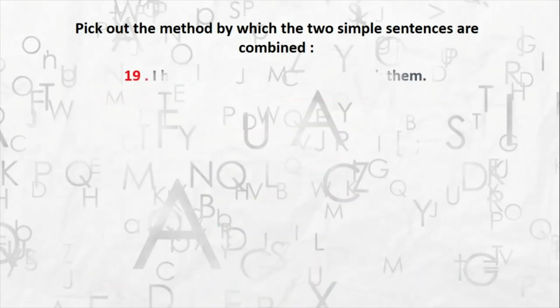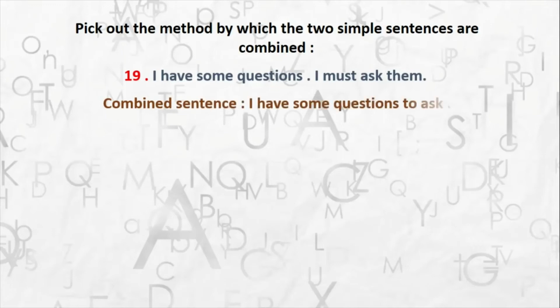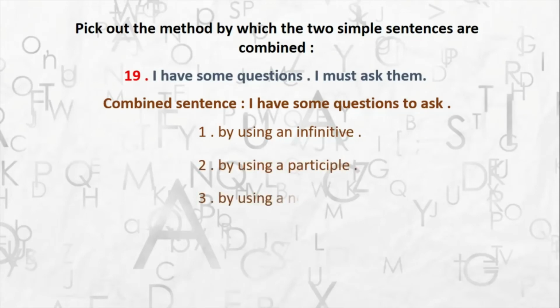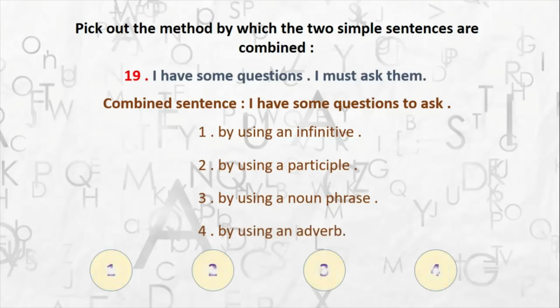Moving on to the next one. I have some questions. I must ask them. This is the answer. I have some questions to ask. So is it obvious? Is it easy now for you at this stage to find out what is the tool or what is the method? So by using an infinitive, by using a participle, by using a noun phrase, or by using an adverb. What have you done? We have made use of an infinitive. We have said to ask, which is an infinitive.